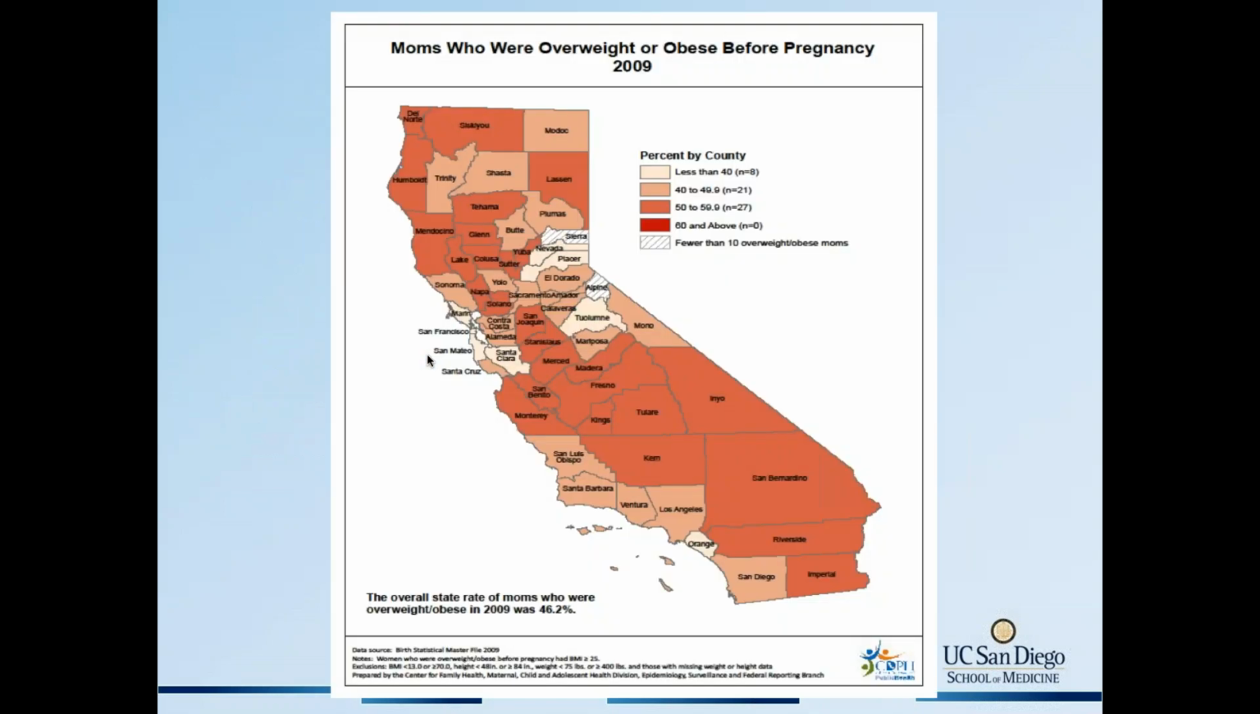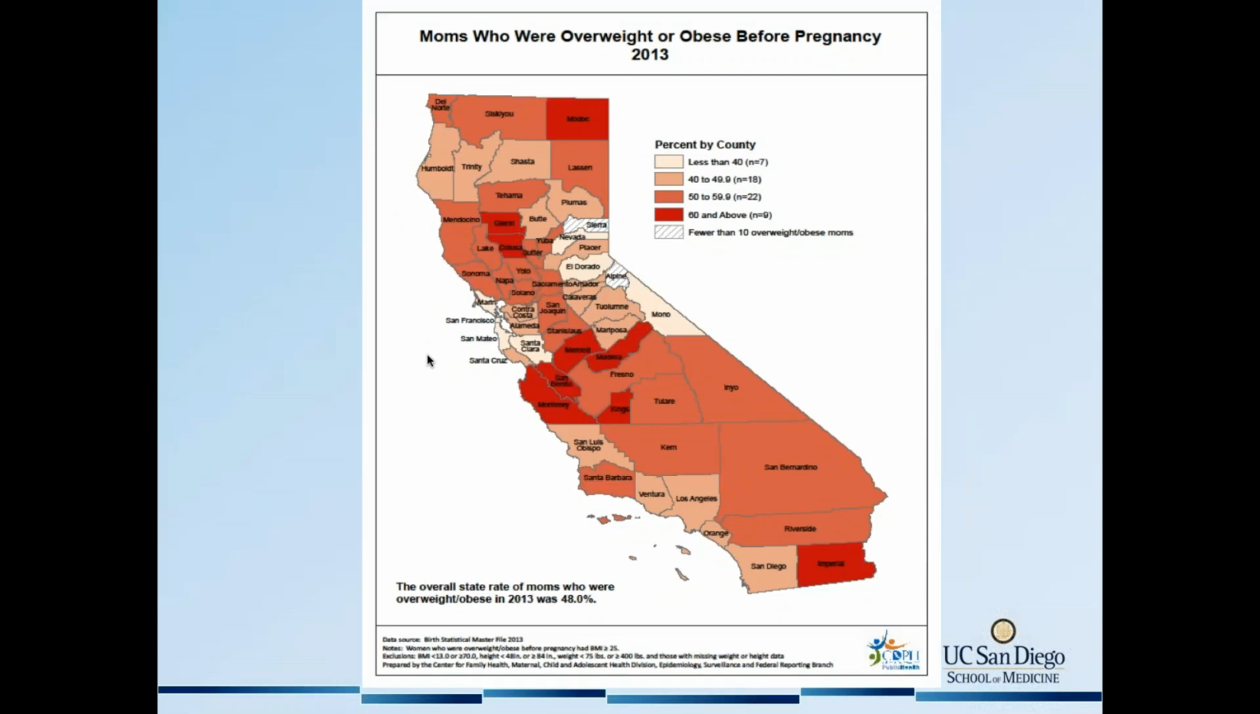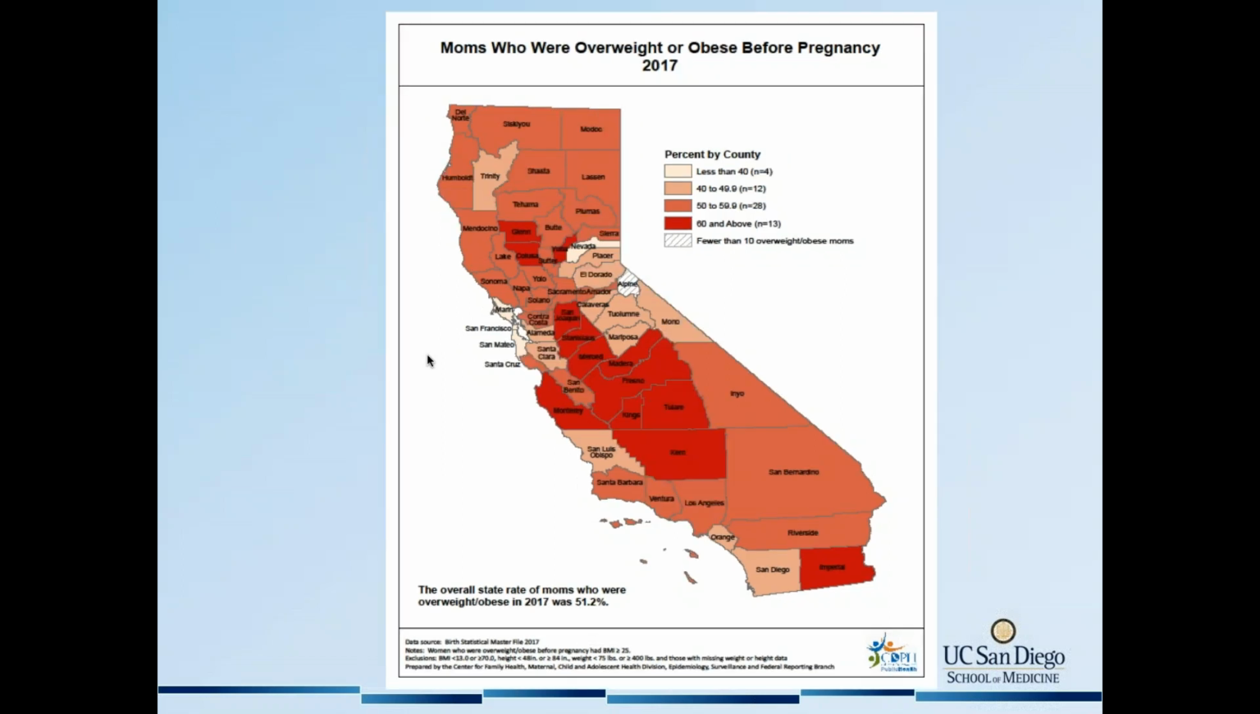I wanted to just point out the epidemic that we're having in obesity here, not only nationwide, but also in the state of California. This was data that was collected from 2009. When you look at the range of BMIs across the state, it's quite staggering to see that about 40 to 50% of the state is considered obese. When we look forward into 2013, that number went up to 48%. And then in 2017, which is the last available data, about 51.2% of moms in the state are obese.